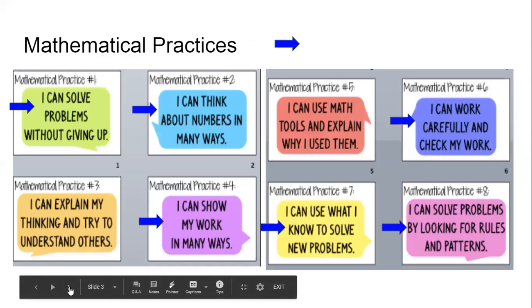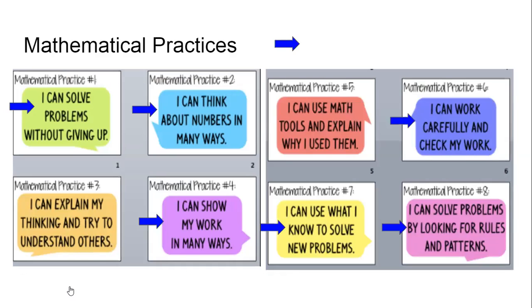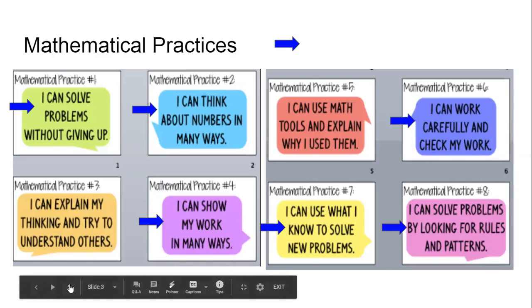So this is a review lesson, and we have our mathematical practices. Number 1, I can solve problems without giving up. Number 2, I can think about numbers in many ways. Number 4, I can show my work in many ways. Number 6, I can work carefully and check my work. Number 7, I can use what I know to solve new problems. And finally, number 8, I can solve problems by looking for rules and patterns.